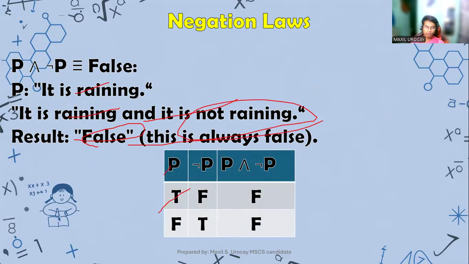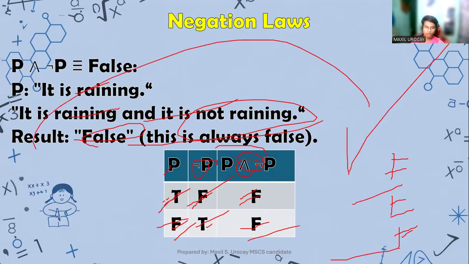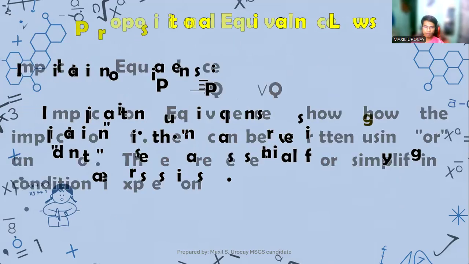So let's try to see. We have P, true and false. So not P will become true, false will become true. And then since this is an AND and we are multiplying, true times false will be false, false times true will become false. So therefore, we are working with the false operation. Checking if they are equivalent: false, false, false, false. This is actually following the negation law, the equivalence property.